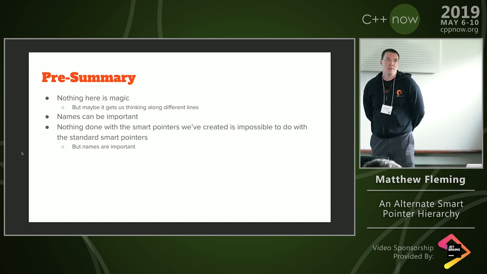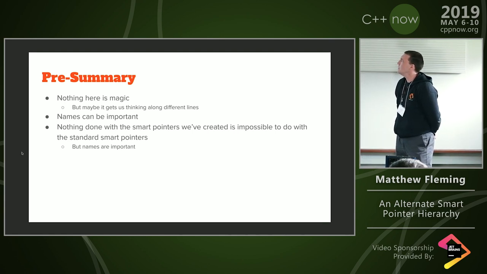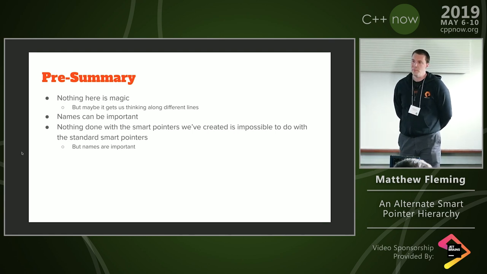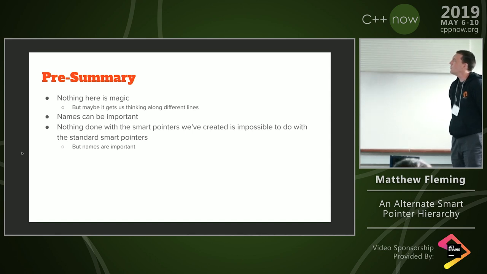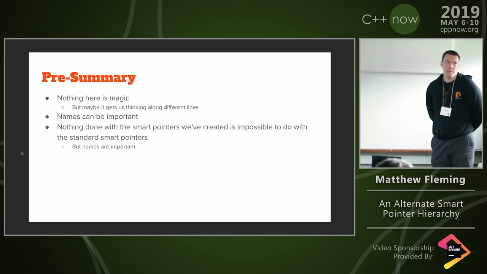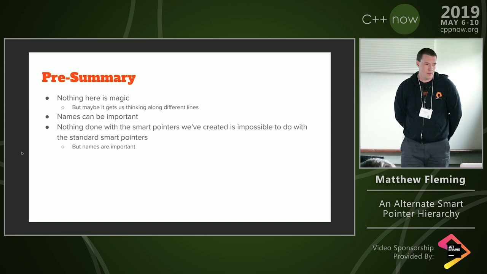Having watched a bunch of amazing talks about things we're proposing for the standard, I feel like this is underwhelming, but I hope you're not underwhelmed. There's nothing magic here, right? This is all code that you can write today. It's in C++11. And it's not, in some sense, super different from what you get out of the stock smart pointers, but there's enough different semantics that I think it maybe gets you thinking a little bit differently about ownership. And I think names are really important. I think the way we name things ends up affecting how we think about them.